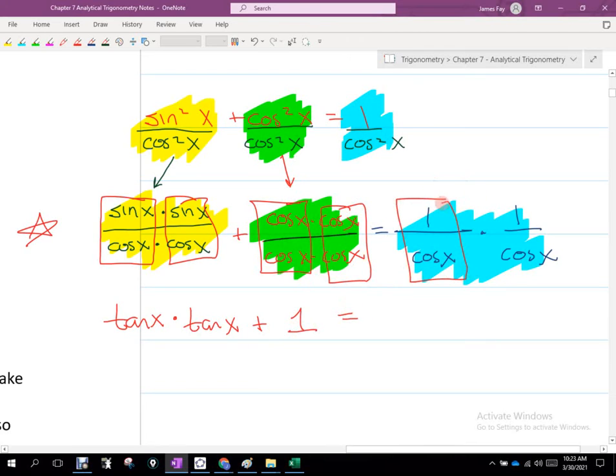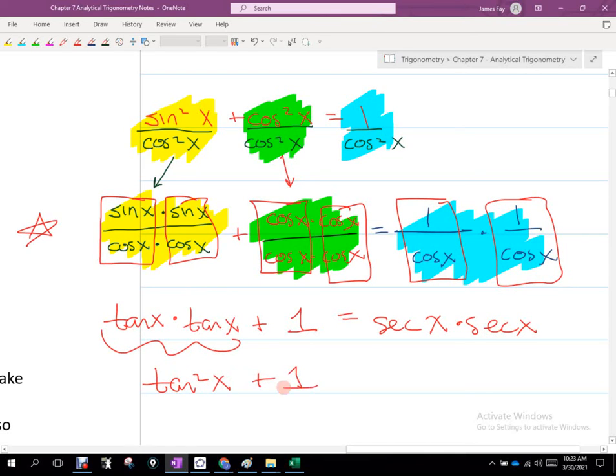What's that turn into? That's secant. And what's that turn into? Secant, and they're multiplied together. So I get, what's tangent times tangent? Tangent squared. And secant times secant? Secant squared. Okay? Now my hope is eventually we can go from, once we realize that we have to divide by cosine squared, then we go straight to that.